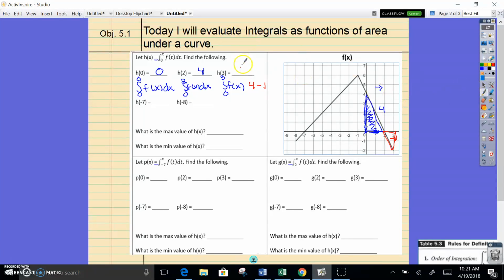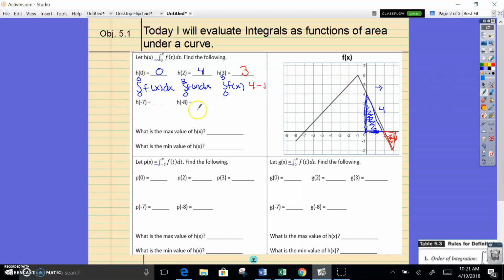The result is 3. So when you're evaluating this, you've got to keep in mind cumulative area. We start at 0, so all that blue stuff needs to be combined with that red area, and that gives you a positive 3. And you just keep going in that format.